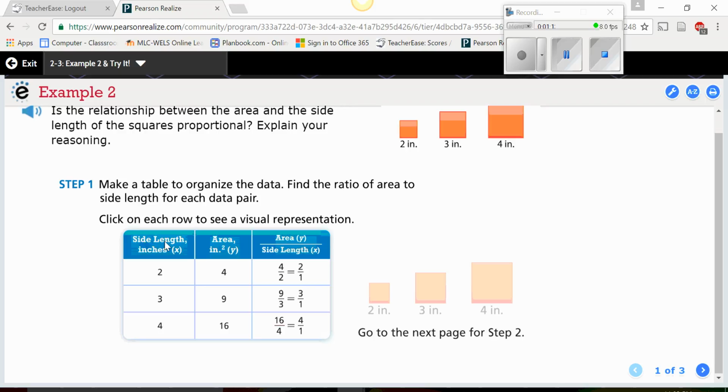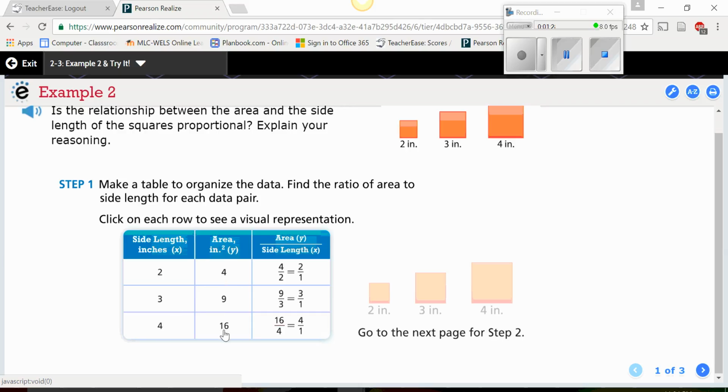So as we look at this, we have length of sides, so we have 2, 3, 4. And then we find the area. Area, of course, since they're squares, is going to be the side squared. So 2 squared is 4, 3 squared is 9, and 4 squared is 16.